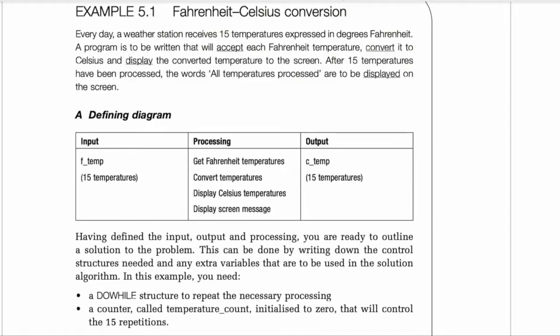Not altogether that complicated. So we're supposed to take 15 Fahrenheit temperatures. We're going to convert those to Celsius. We're going to display those. And when we're all done, we're going to let the user know that everything is all processed. So that is everything that we need this particular program to do.